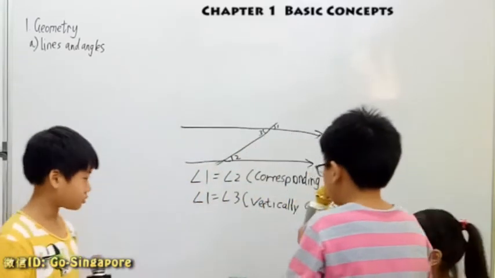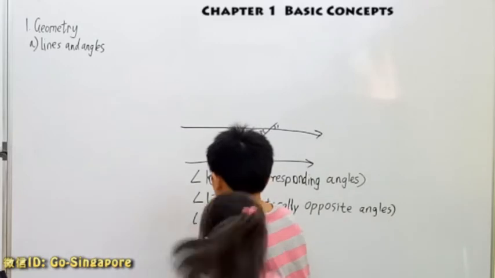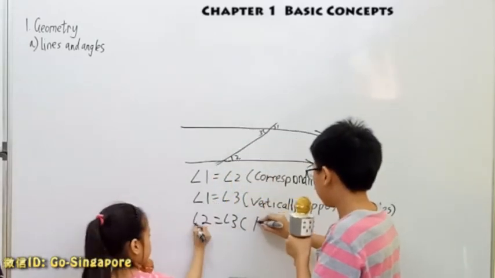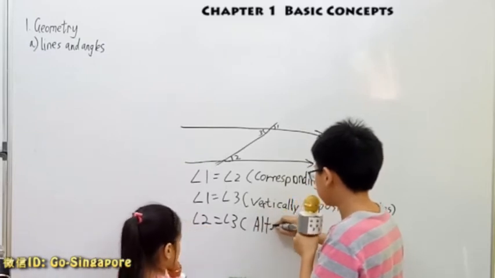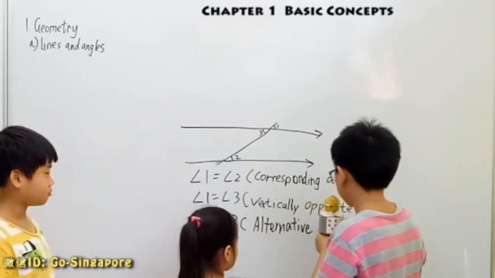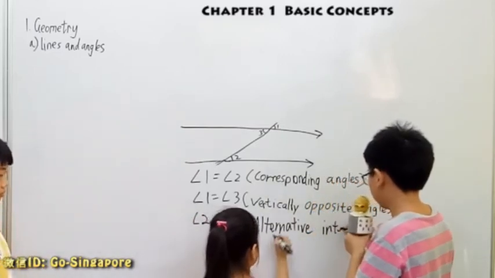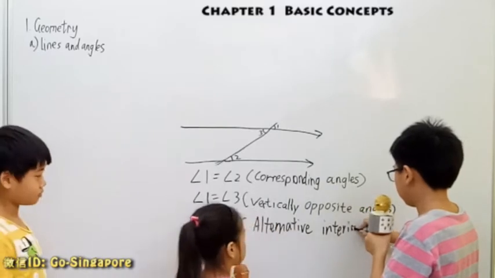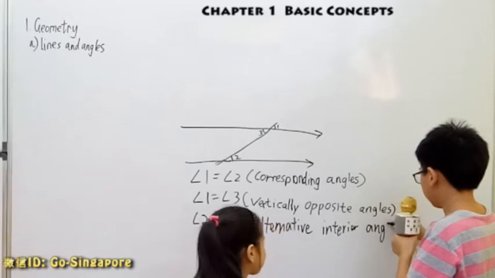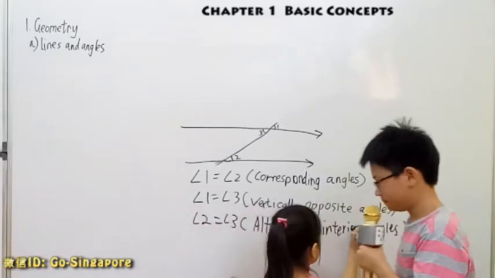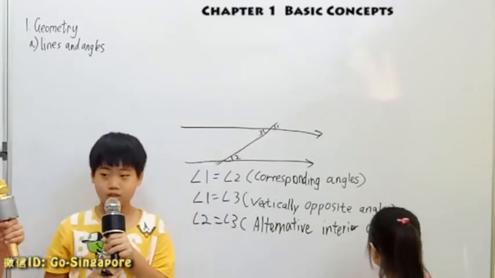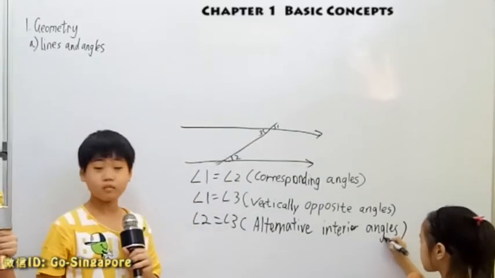Angle 2 is equal to angle 3 because they are alternate interior angles. So these are equal because of these reasons. Are we clear on this now?